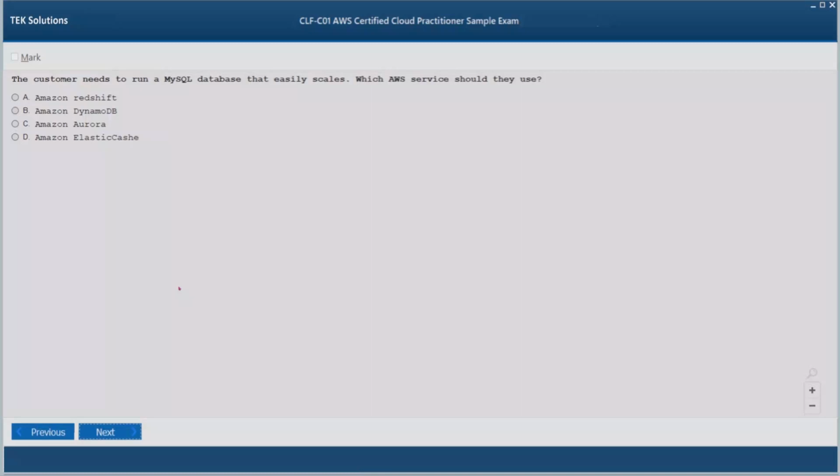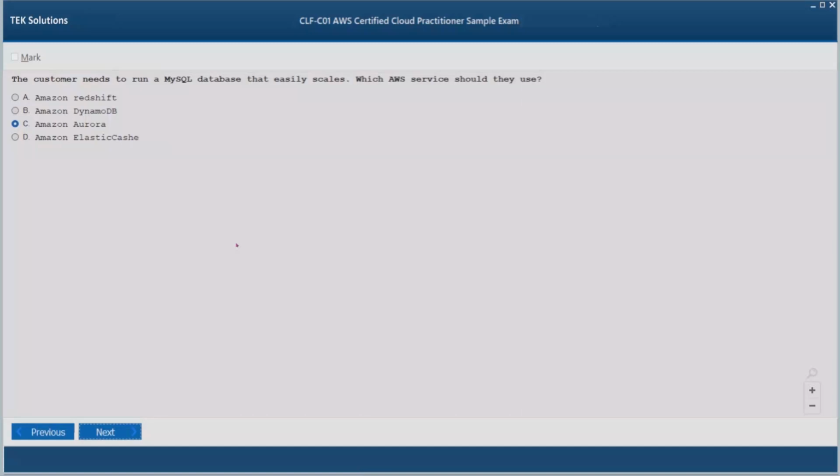And the answer here is, for a MySQL database that can easily scale, Amazon Aurora, because Amazon Aurora is an AWS proprietary service for using the RDS databases, and we can use MySQL in Aurora that can be easily scaled. Okay, so if you are not sure whether option C is correct or not, just check out option A, Amazon Redshift. Amazon Redshift is, guys, for data warehousing. We know that. That's why A is not the correct answer.